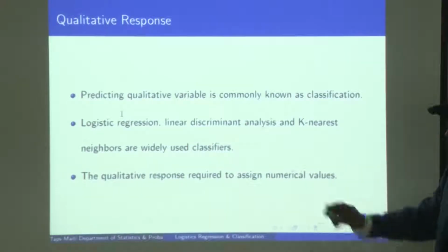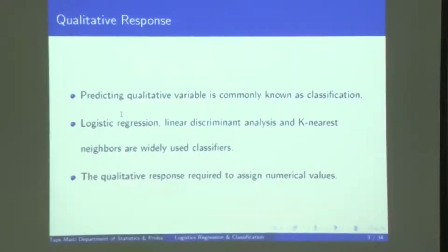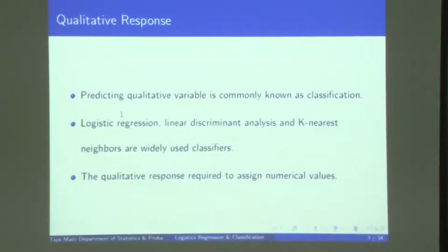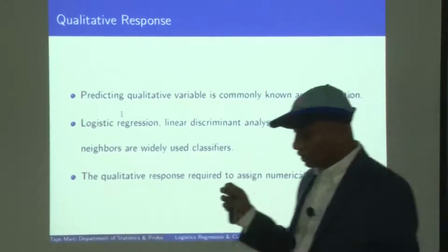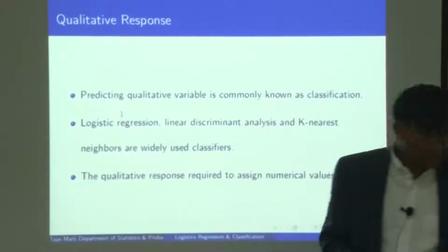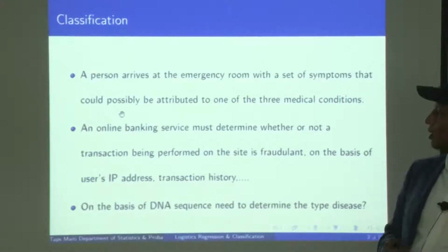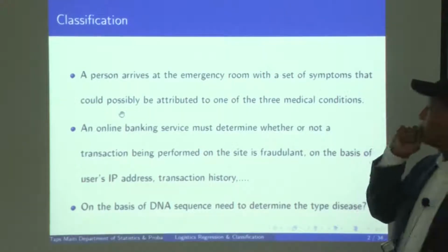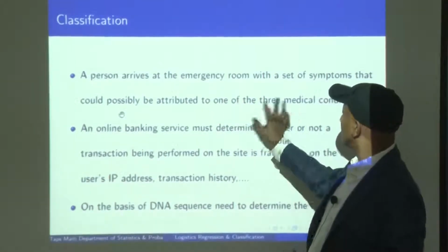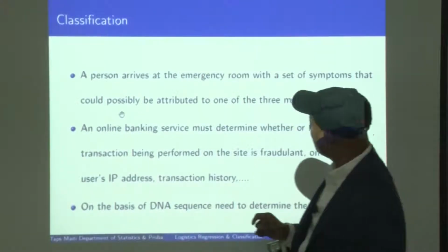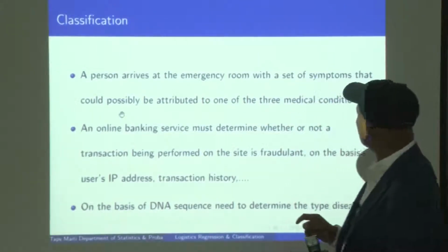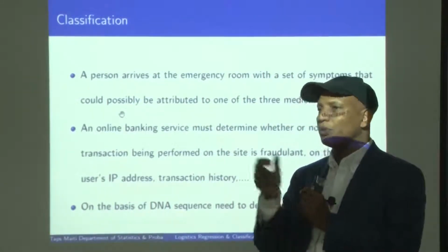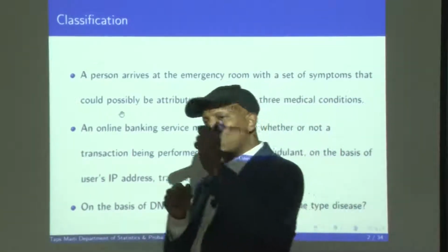This we already talked about. A qualitative response always requires assigning numerical values, and what those numerical values would be matters. When there were two possibilities, you code 1, 0 and do the logistic regression, it was easy. But suppose there are three possibilities, three medical conditions, meaning a patient can go to one of the three medical units. How do you code it? I can code it 1, 2, 3.